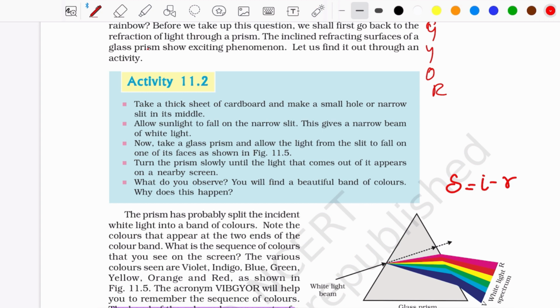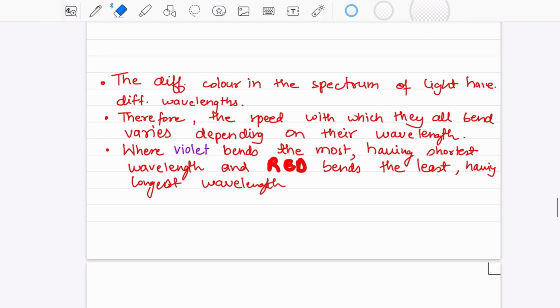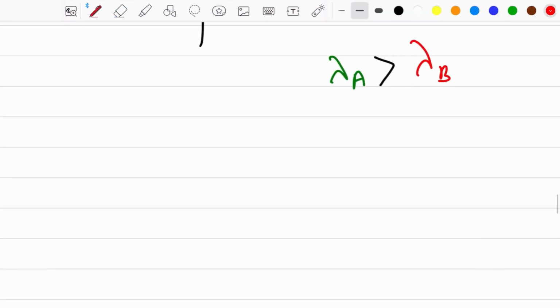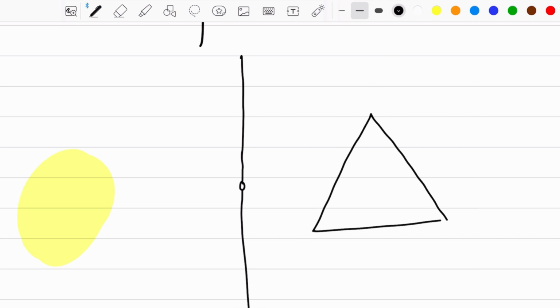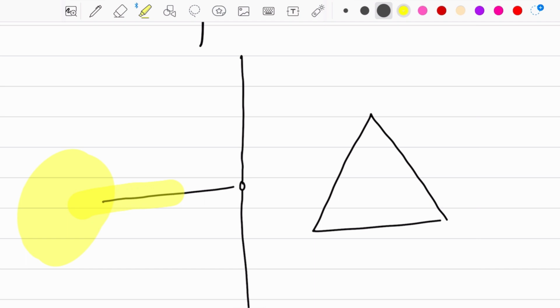What do you observe? You will find a beautiful band of colors. And why does this happen? Okay. So what is happening here now? Okay. So in this activity, what you have done, let's say this is your source of light, sunlight is coming. And what we have done, we have taken a thick cardboard and made a slit in it. After that, we have put a prism near it and then allowed the white light from the sun, because the beam was coming from the sun.